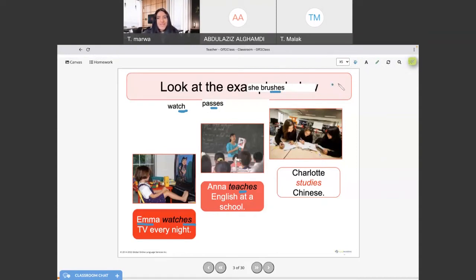Okay, not only these. No, we still have more. When the verb ends with x, like the word fix, يصلح. He fixes his car. يصلح سيارته. So here I add es, because it ends with x. So when the verb ends with s, sh, ch, or x, I have to add es to the verb.